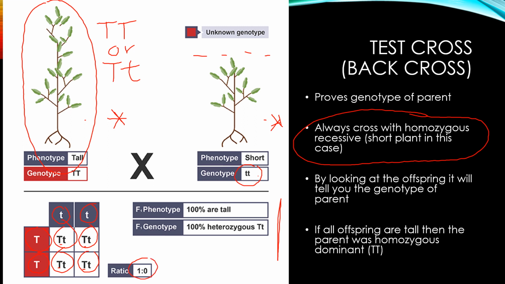So if we want to work out the original one, we cross it and find that all of the offspring were tall, that tells us it must have been homozygous dominant, capital T, capital T. However, if we cross them and we get different results, then it must be heterozygous. So that was homozygous. Let's have a look to see what happens if it was heterozygous.